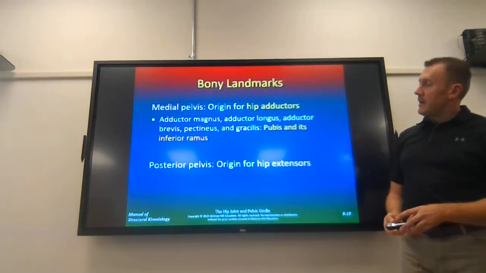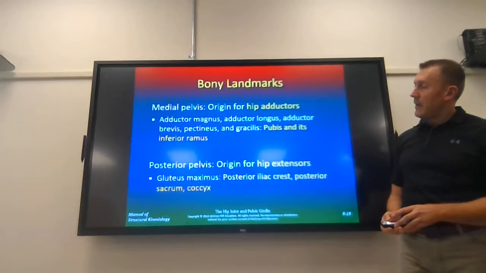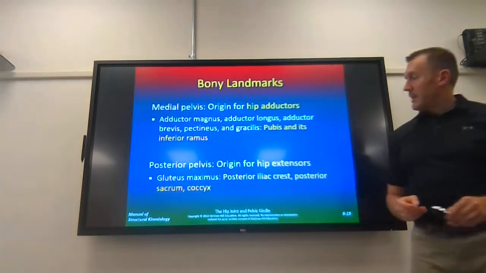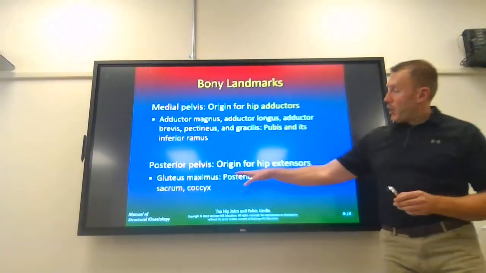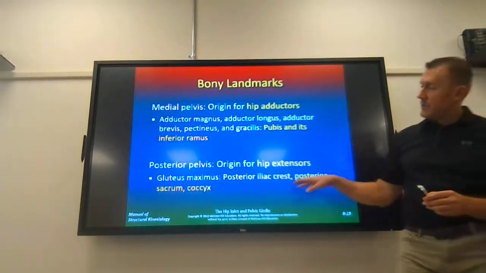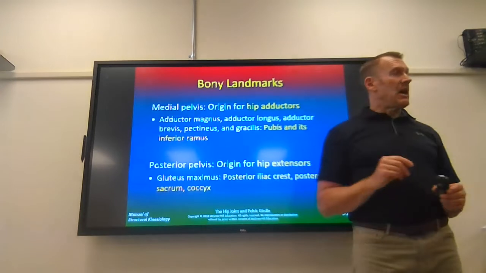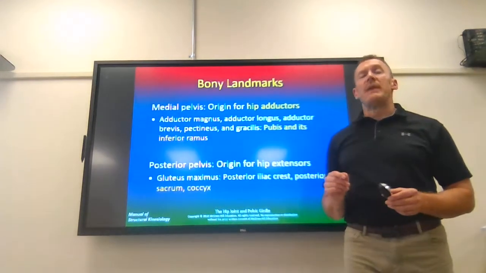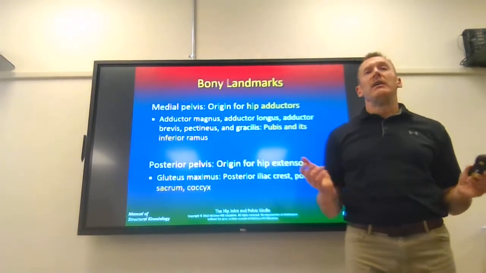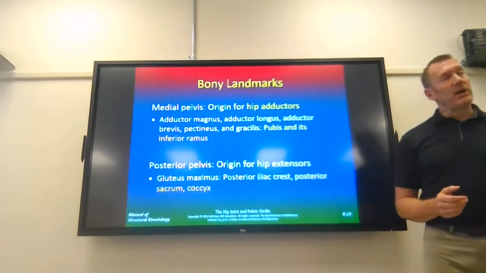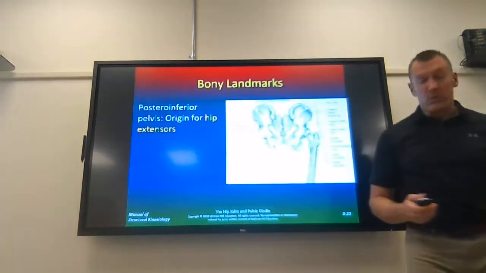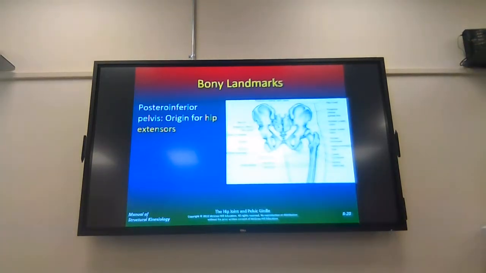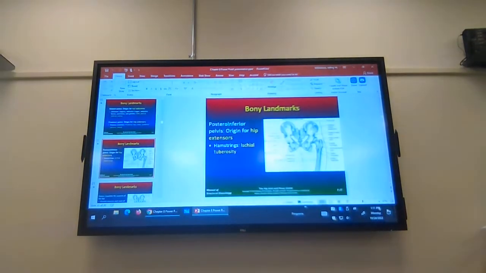Okay, so lastly, on the posterior pelvis, we have the origin for the hip extensors. So for the gluteus maximus, the posterior iliac crest, posterior sacrum, and the coccyx. So the gluteus maximus, largest muscle in the body, primary extensor muscle of the hip. Okay, there's one more slide I want to show you that would be good at this point.